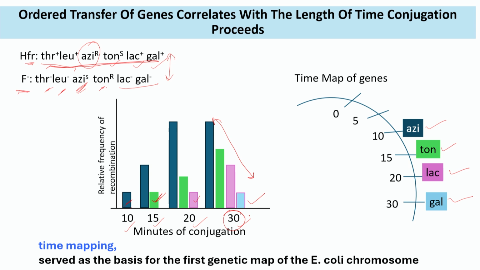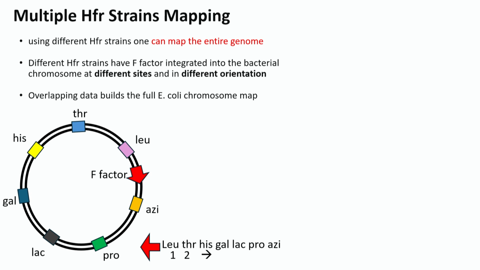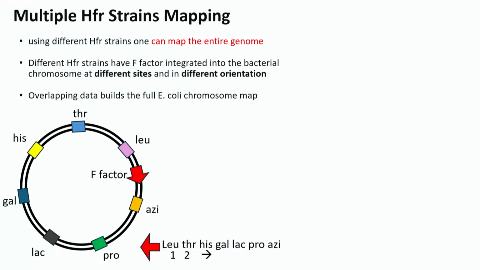That is why this time mapping is very important, and initially this mapping method was used for the mapping of the E. coli genome. Now coming to the point where I said that we can use multiple Hfr strains for the mapping of the E. coli genome, and I also said that this F factor in the bacterial genome can integrate at multiple different places. It's not just one place where it can get integrated, but it can be integrated in many places in a genome. So what does it mean?